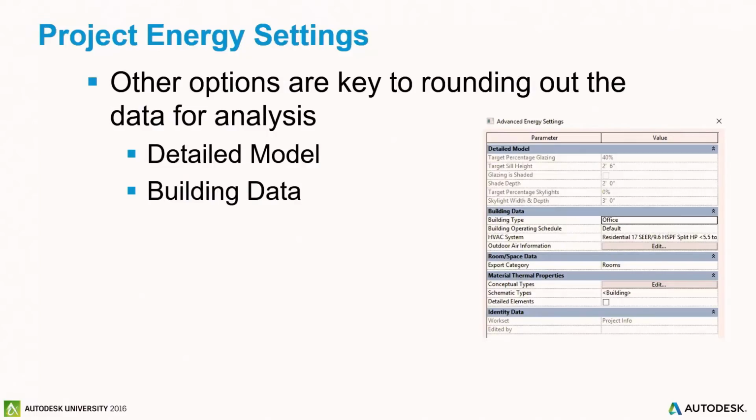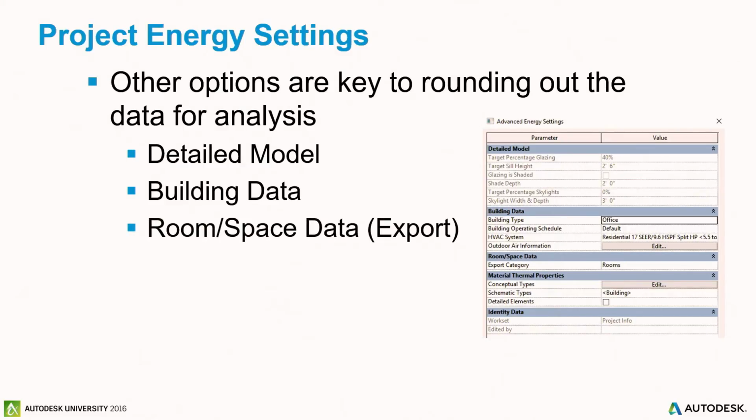As we look at this, we want to make sure that we're putting in the right building data here. You want to make sure that you're putting in the type of building, the operating schedule, and a general idea of the HVAC system. We also want to know what kind of outdoor information we're going to have and how many air changes we're expecting. Again, this is general information for the whole project.